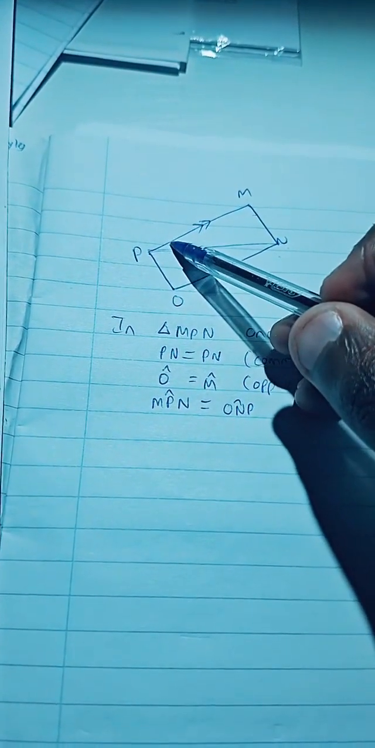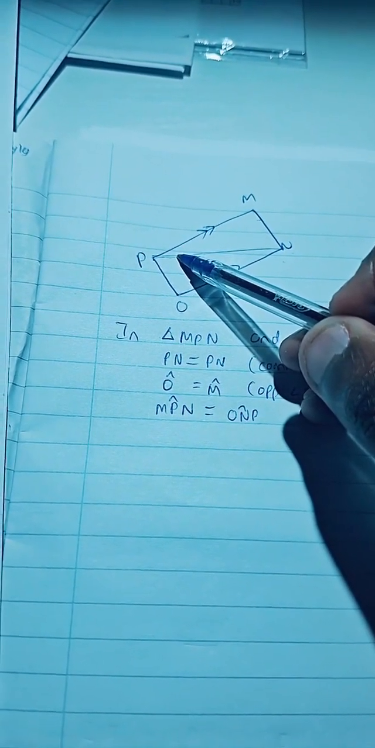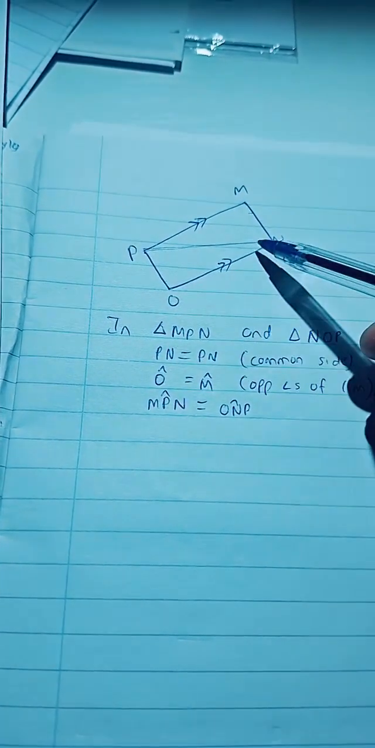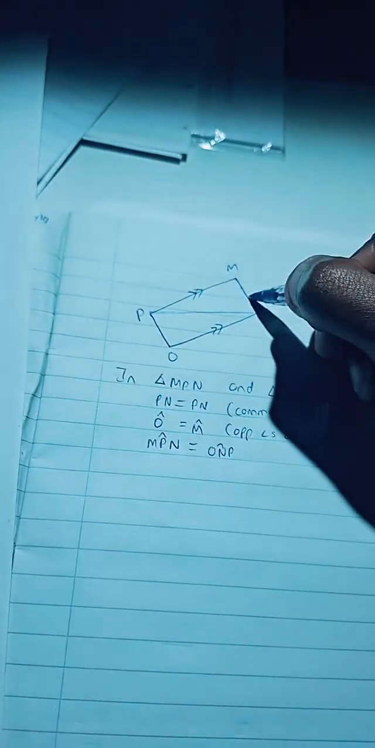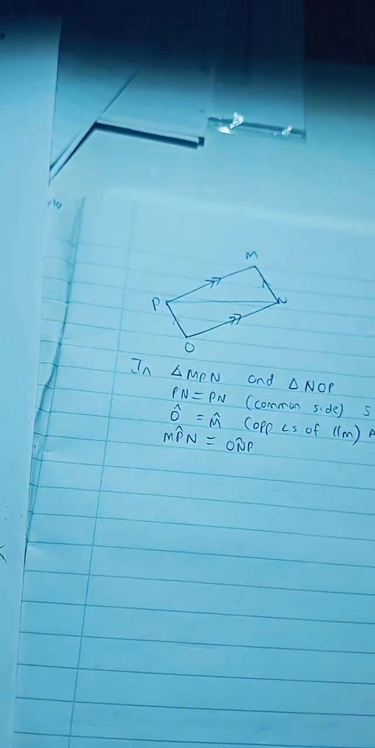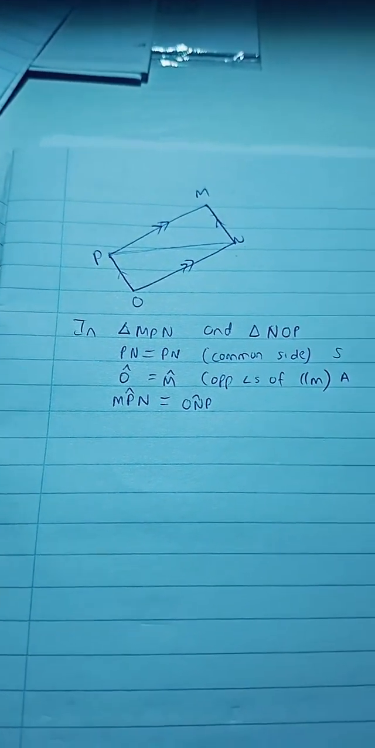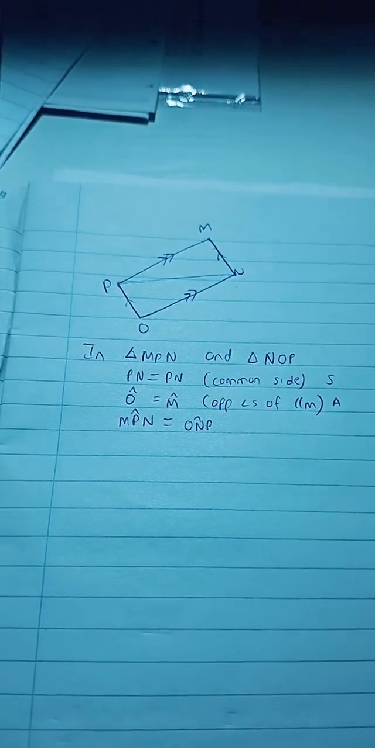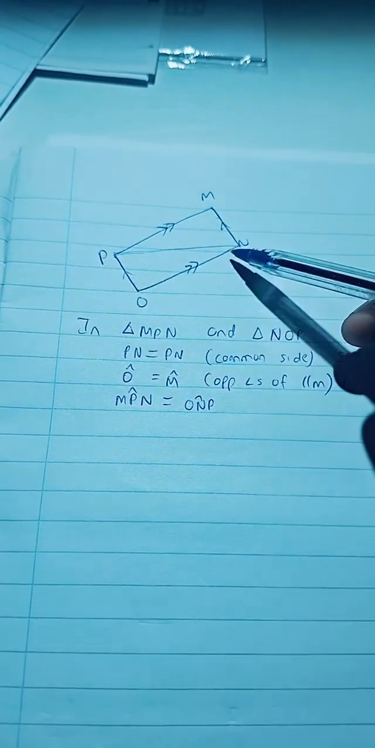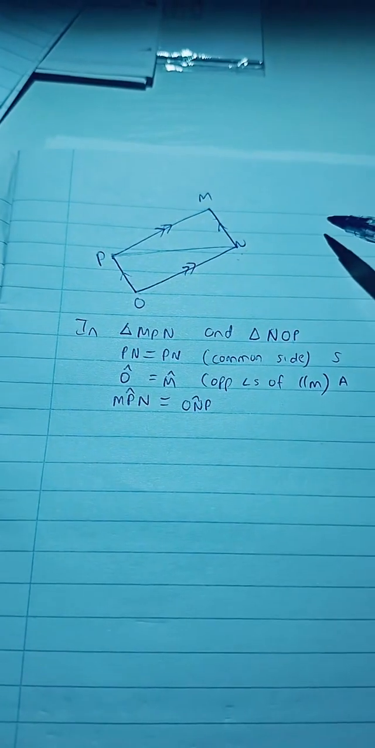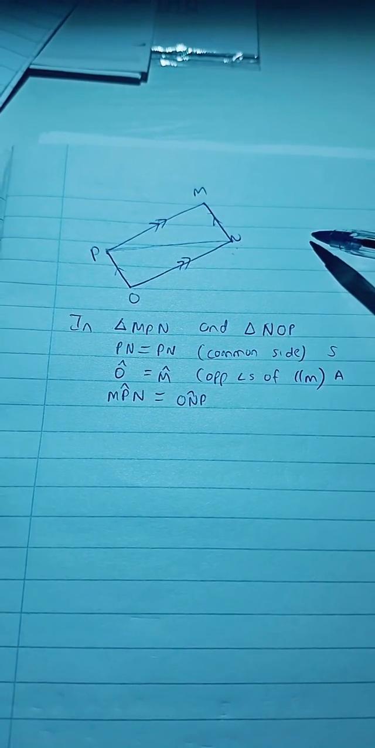MPN, this angle is equal to what? It is equal to angle ONP, that angle. What is the reason? Why can we say those two angles are equal? Do we know? Can we tell? Can we say angle MPN is equal to angle ONP? Why can we say that?